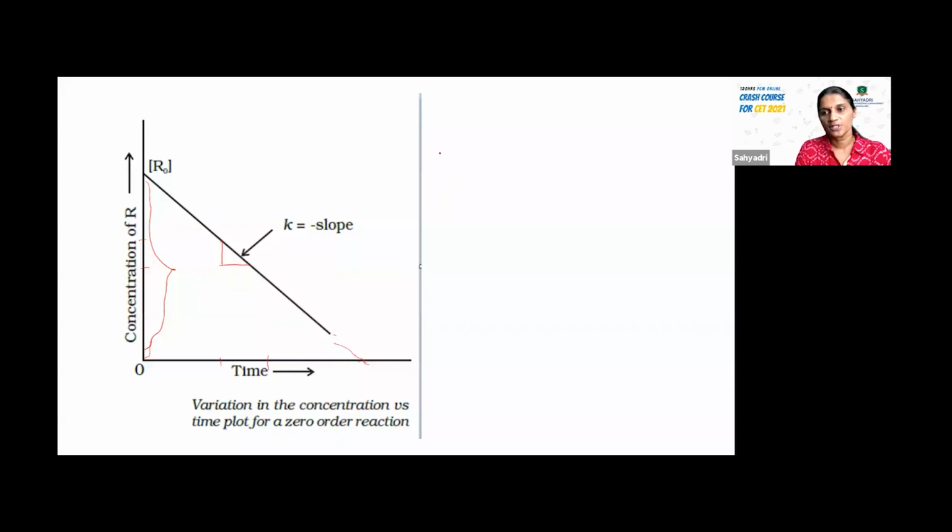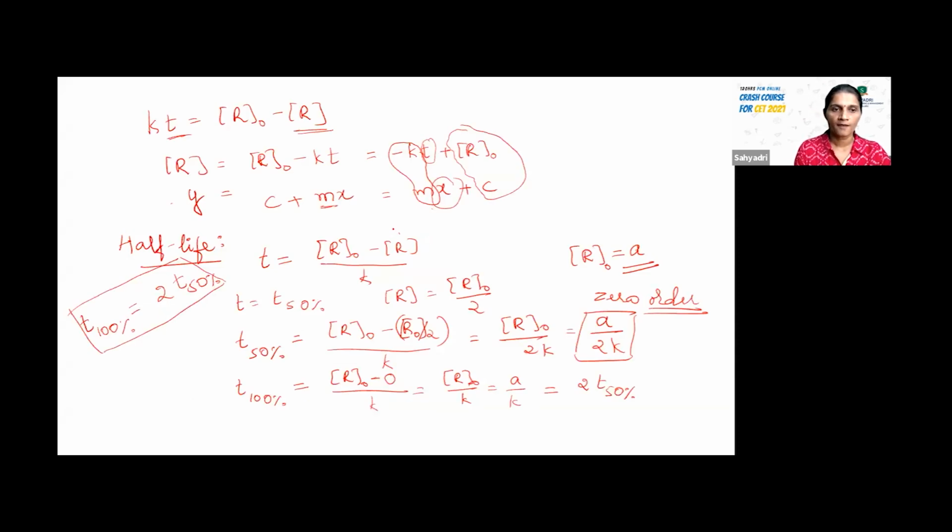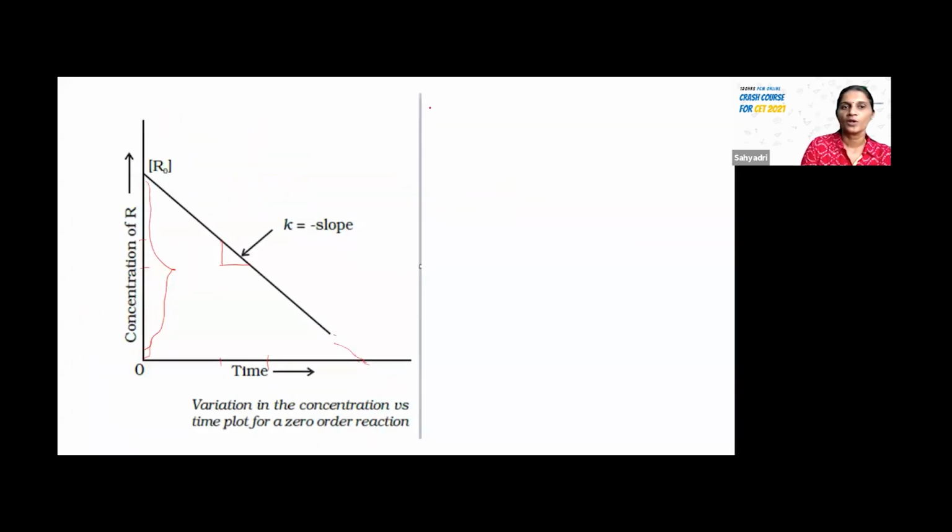R naught by 2 is not zero. R is zero. What is R when it's T 100%? T 100% means the reaction is completed. When the reaction is completed, do you have any reactant left? No reactant left. So all reactants are consumed, so R is equal to zero.